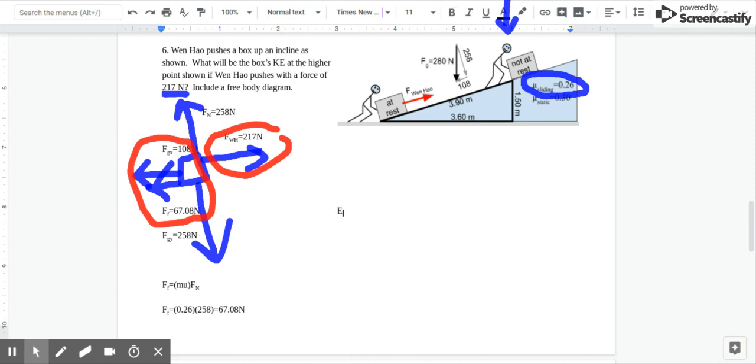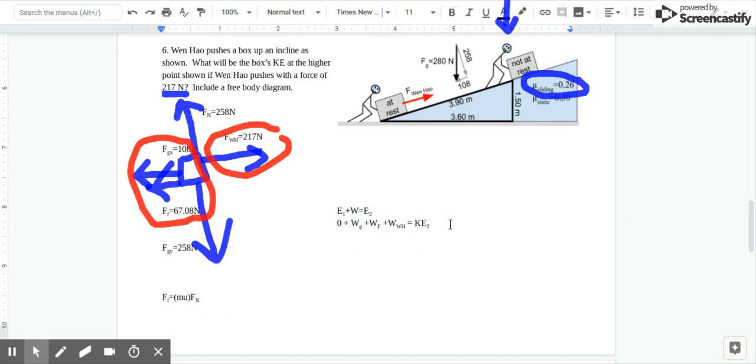All right, so we're going to do a good old E1 plus W equals E2. And at the first point, there's no energy. It's at rest, and it doesn't have any GPE. So we can do work of gravity plus work of friction plus work of Wenhow. And that's going to be equal to the KE at point 2, but not the GPE. Because I'm using the work of gravity, I don't include the GPE.